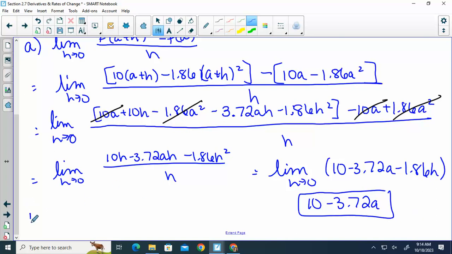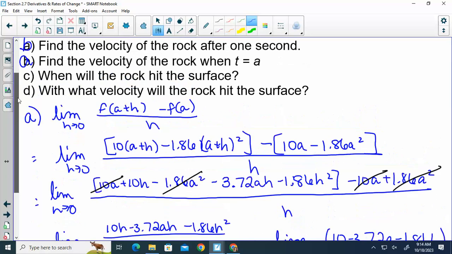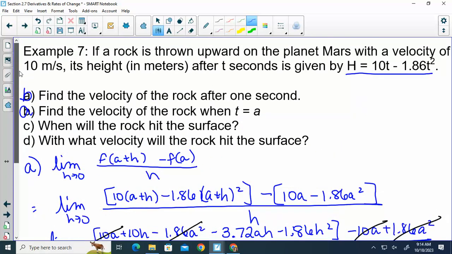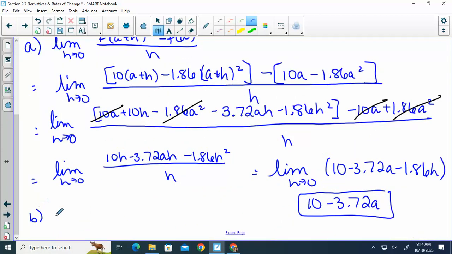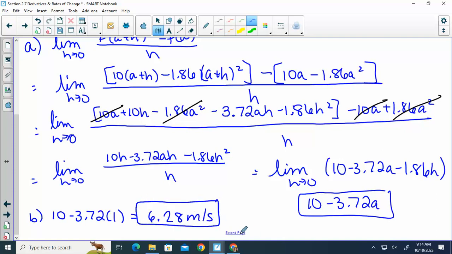So if we do the next part, remember I switched A and B. So the original A said find the velocity. Well, velocity is just the slope of the tangent line, or the derivative, after 1 second. So what am I going to do? Plug in 1 for a. And we get 6.28. Velocity would be meters per second.